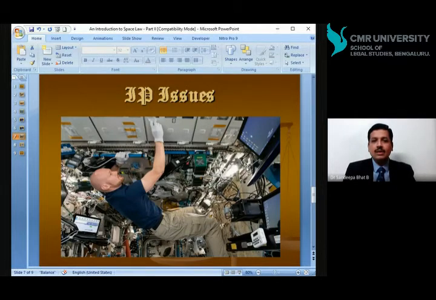Second issue is in terms of applicable law. Whose patent law should be made applicable for the purpose of dealing with the infringements? Should it be the law of the nationality of the infringer, or should it be the state of registration of the space object? Whose law should be made applicable for the purpose of dealing with the space infringement of the patents in the outer space?